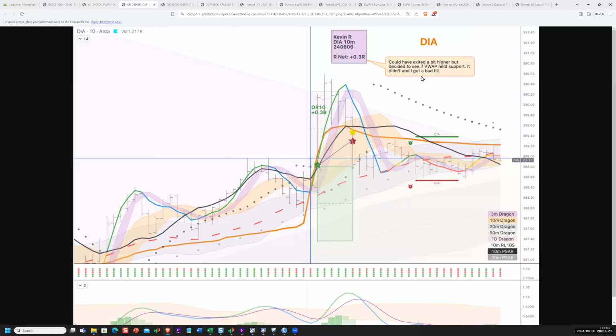He brings in 0.3 on DIA. This is on the 10-minute. Again, there wasn't much in that one. He gets the breakout here above the emerging dragon. It runs up. I think this was a little slow getting out. I got out somewhere around in here. He triggers it here, but gets filled there, but still brings in 0.3.